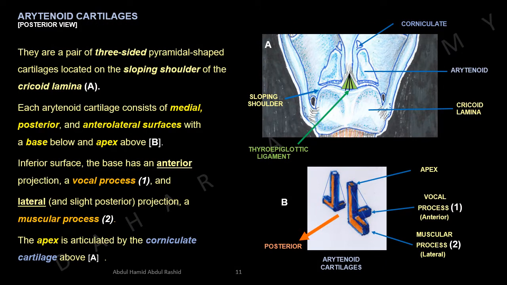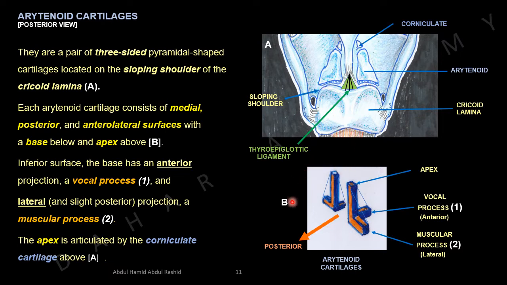Arytenoid cartilages. We have two diagrams here. Diagram A is the posterior view of the larynx. This is the thyroid cartilage. This is the lamina of the cricoid cartilage. Over the upper border of the lamina, that is the sloping shoulders, we have a pair of arytenoid cartilages. They are sitting on the upper border of the lamina.